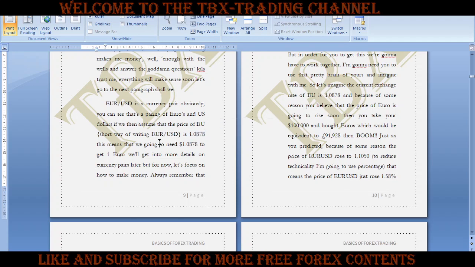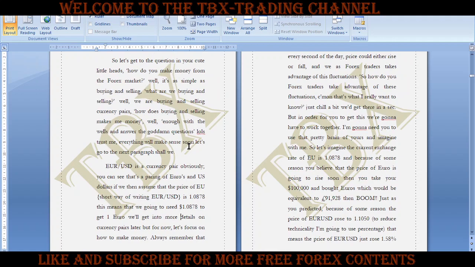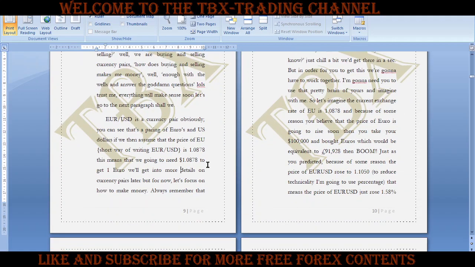But let me just say it like this: you need an X amount of this to get this. It's as simple as that. You need 1.0878 US dollars to get €1. That's the reason why this one is in the front and this one is in the back. But when we get to the concept of base and quote currency, you're going to understand all of that even better. So it means you need $1.0878 to get €1. We'll get into more about that.